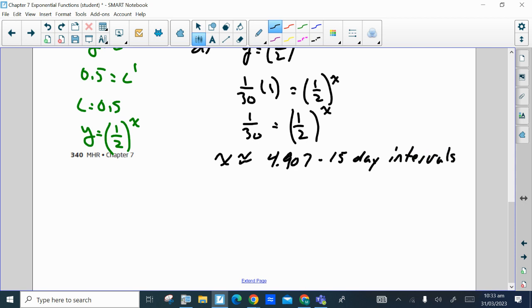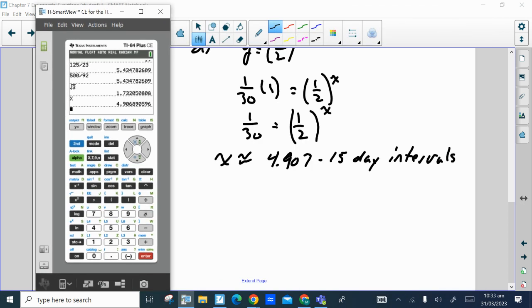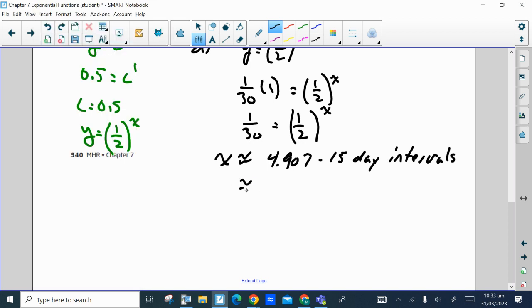So if we take that decimal, which is in our calculator, and multiply by 15, it'll be the actual number of days. Approximately 73.6 days. That's how long it'll take for the mass of that radium to be 1/30th of what we started with.